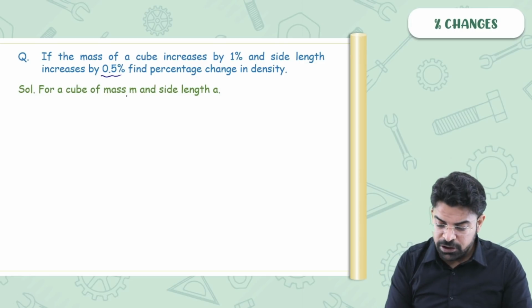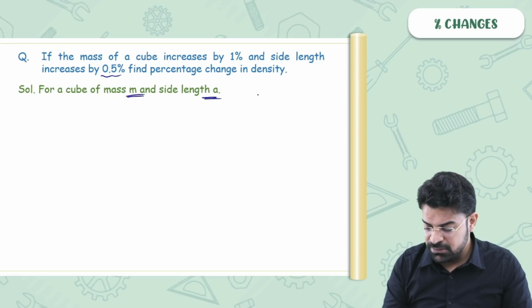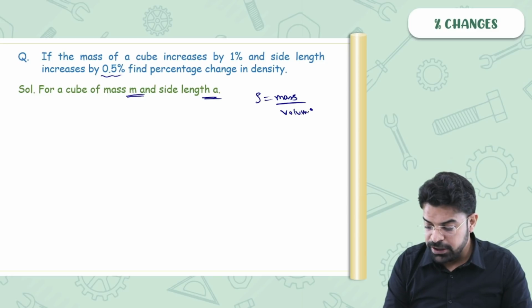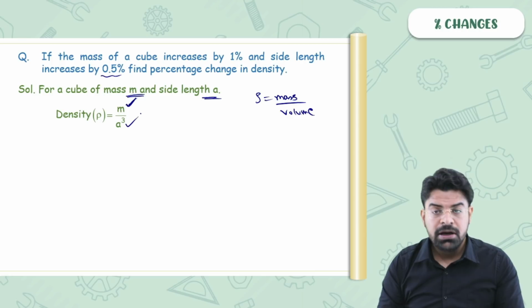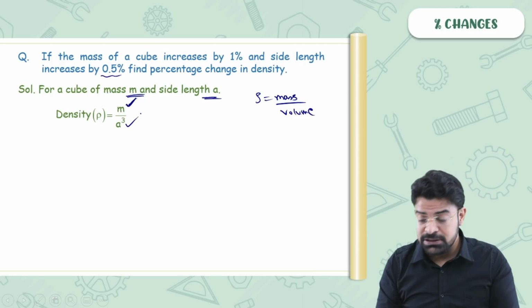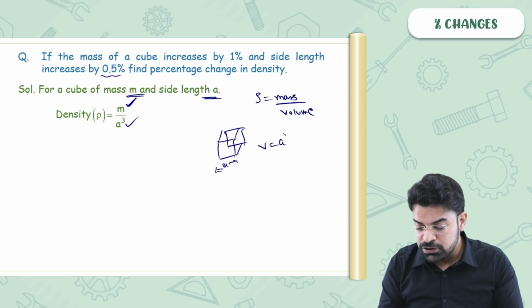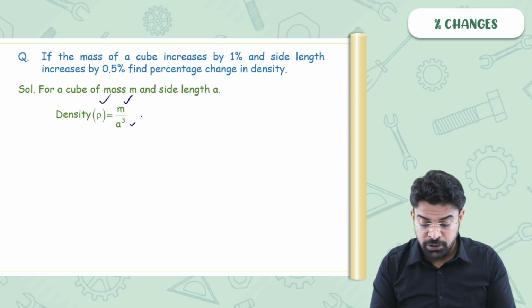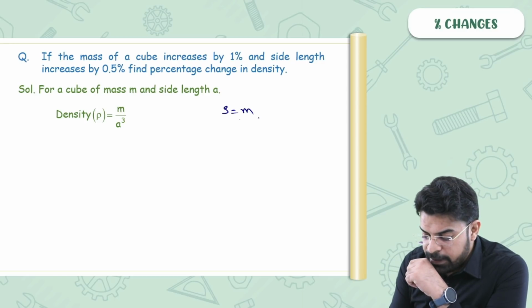So for a cube of mass m and side length a, we know that for anything, density equals mass by volume. So even for this cube, density equals mass upon volume. And the volume of a cube is nothing but the side length cubed. So if a cube has side length A, then its volume equals A cube. So the density of the cube equals its mass upon its volume. Looking at this, rho equals m by A cube.